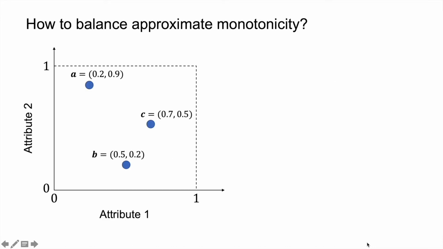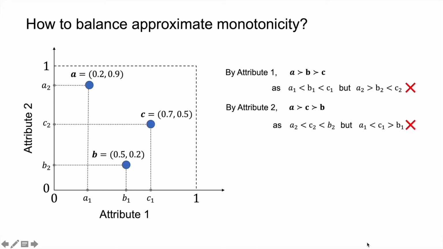Firstly, let's answer the first question: how to balance monotonicity? Suppose we consider 2 attributes and need to sort 3 data items A, B, and C. If we sort by attribute 1, we have the order of A, B, C. In this case, attribute 1 is monotonic, but attribute 2 is not. Similarly, if we sort by attribute 2, we have the order of A, C, B. In this case, attribute 2 is monotonic, but attribute 1 is not. This is because the 2 attributes are not perfectly correlated, which is very common in real-world data. That makes the 2 attributes unable to be monotonic at the same time.